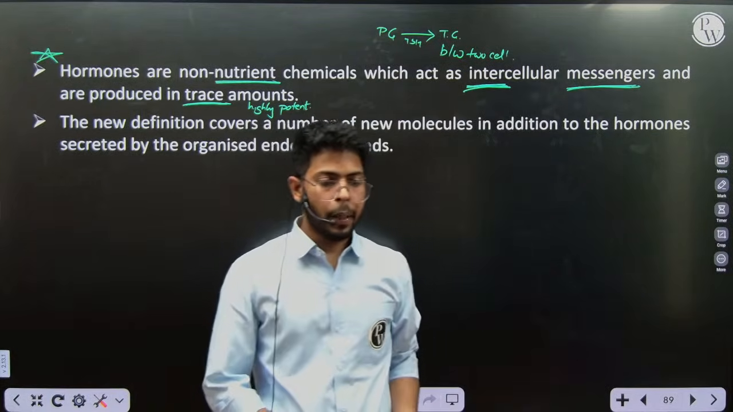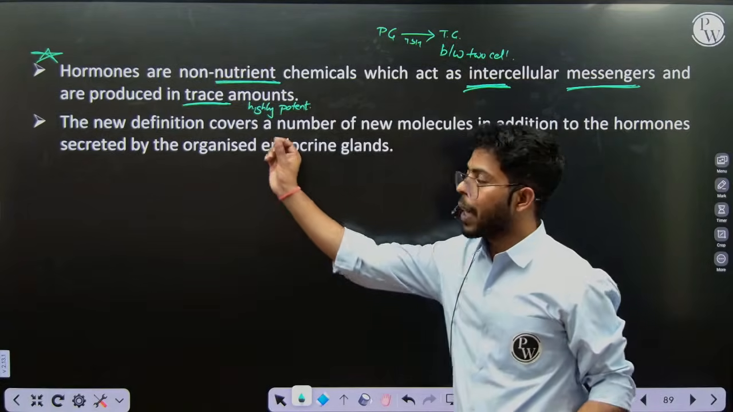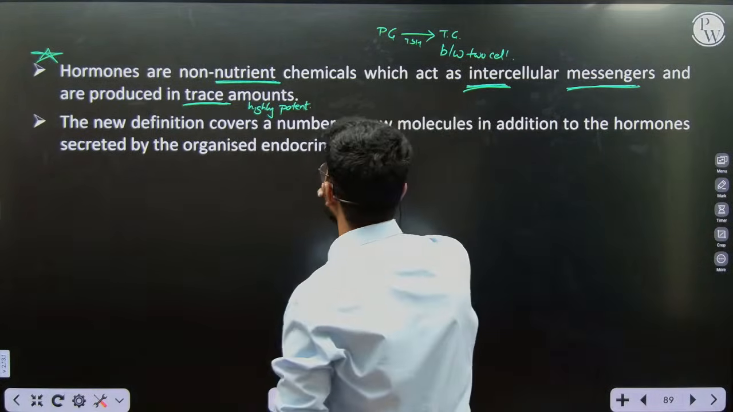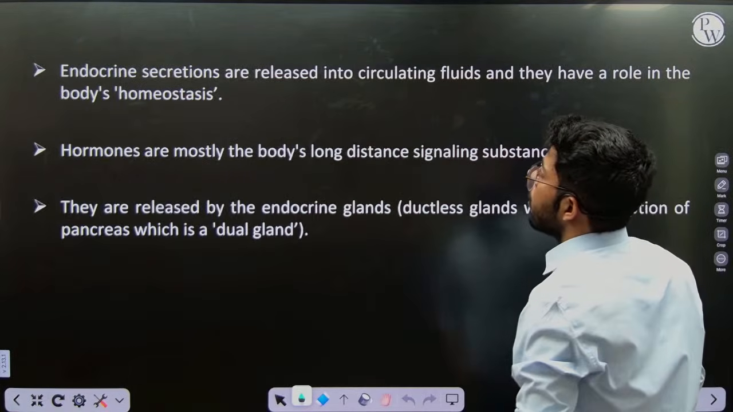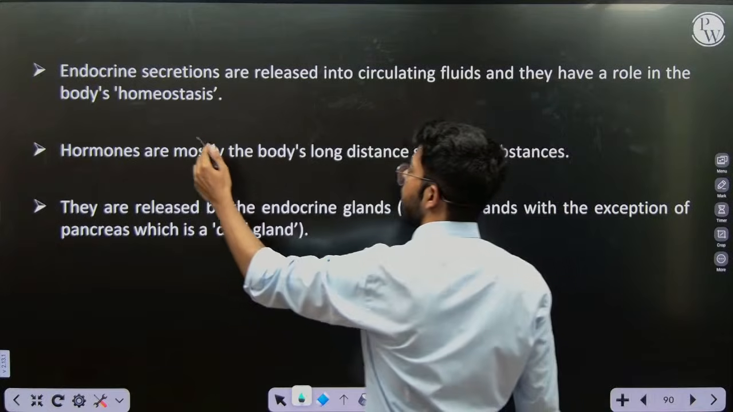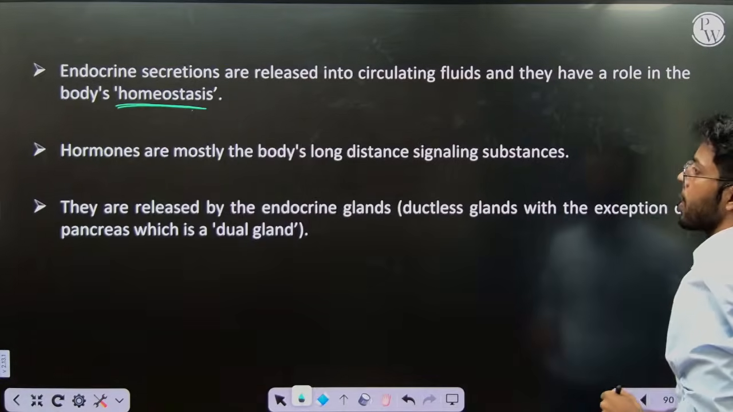They can change the physiology of any cell according to the type of hormone. They maintain the body homeostasis.